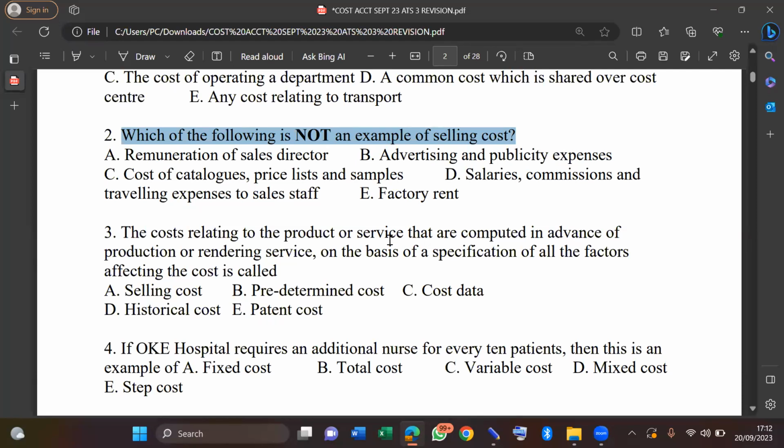D. D is salaries, commission, and traveling expenses to sales staff. Since it is sales staff, it is also among the selling cost. E, the factory rent, is the correct answer because it is an overhead cost that is used in our production process. E is the correct one.